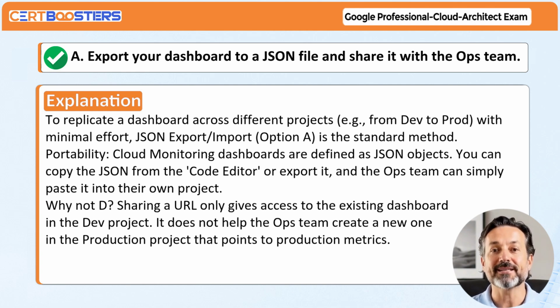into their own project. Why not D? Sharing a URL only gives access to the existing dashboard in the dev project. It does not help the ops team create a new one in the production project that points to production metrics.